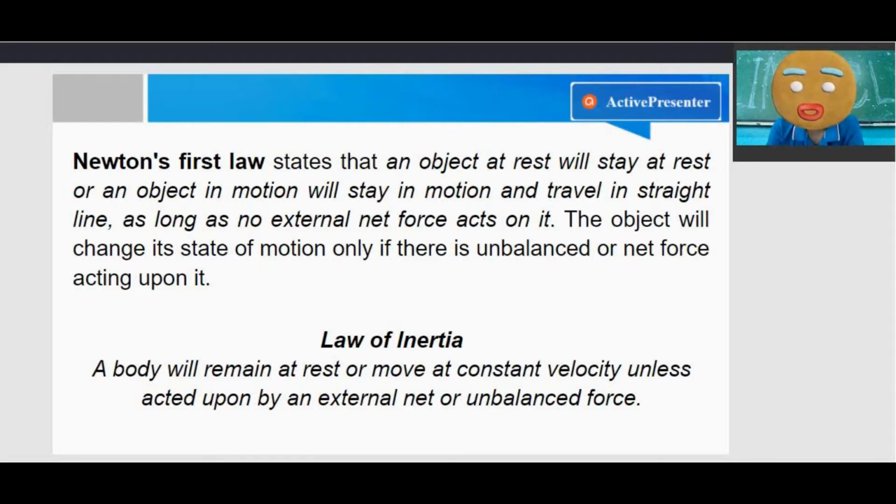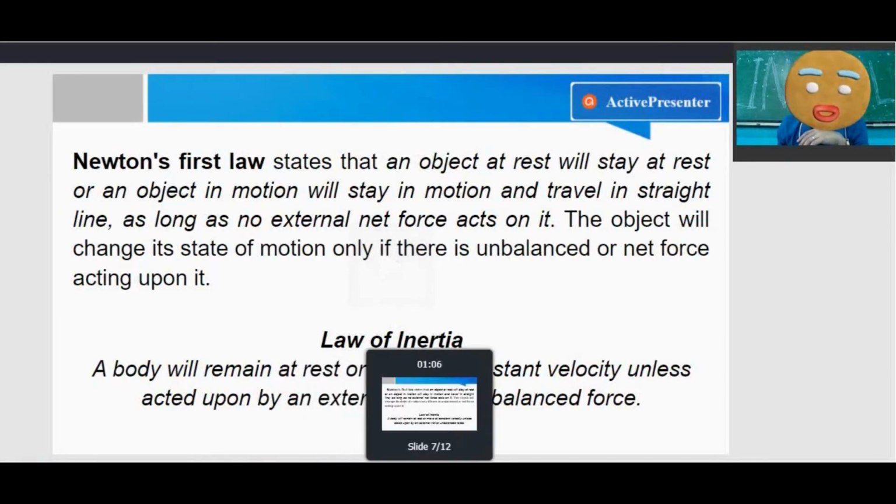A body will remain at rest or move at constant velocity unless acted upon by an external net or unbalanced force. So once again, I say the law of inertia explains an object will remain at rest. It will not move if there is no external force. Hindi natin yan gagamitan ng force. It will not move. At the same time, an object that is moving, pag hindi natin siya pipigilan with a force, it will continue to move. Okay, so let's now move to the next.